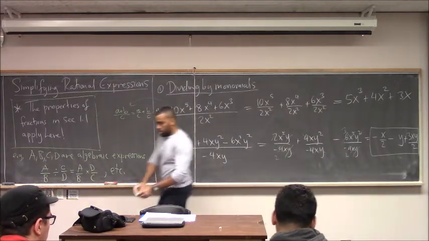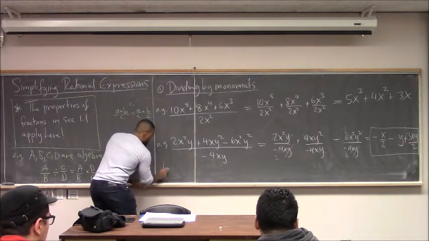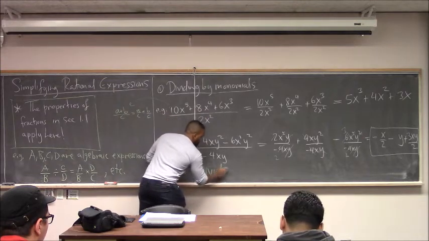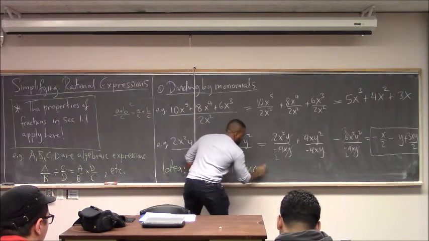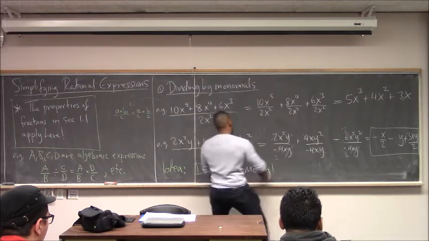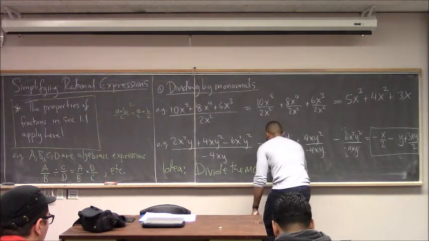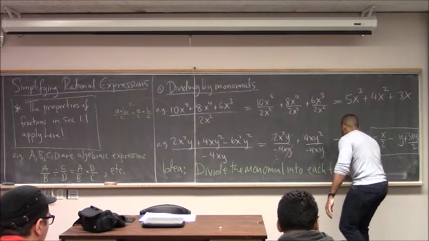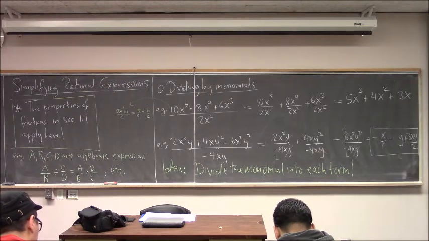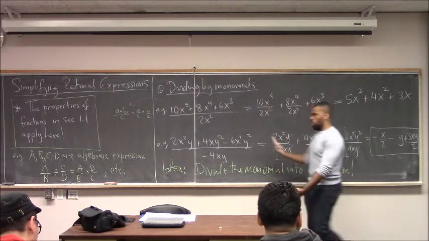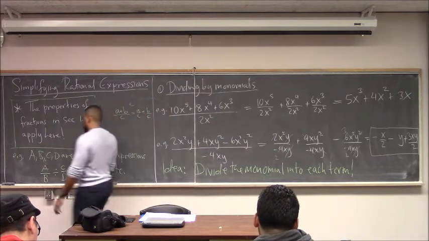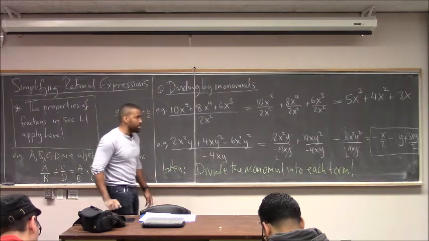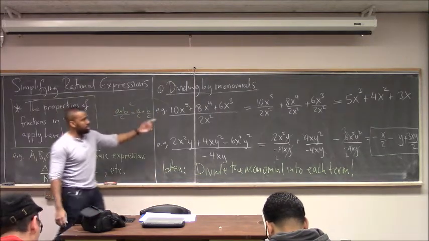So the idea with these is simple. Divide the monomial into each term of the binomial. So you have a huge division, but there's one thing in the denominator, just divide it into everyone. If at all possible, 99.9% of the time it will make your life a lot easier thinking of this as that.